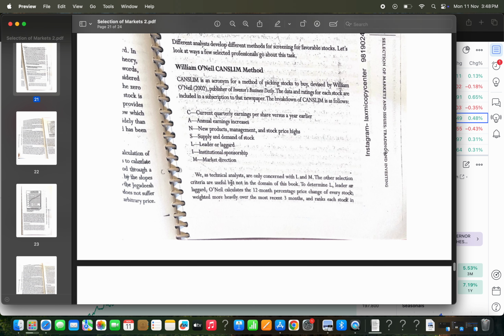James P. O'Shaughnessy's calculation of relative strength is similar to O'Neill's in that it takes the ratio of the year end price to the price 1 year prior. So, when you saw O'Neill's method, we saw that he was taking the ratio of the quarter as compared to the quarter 1 year back.